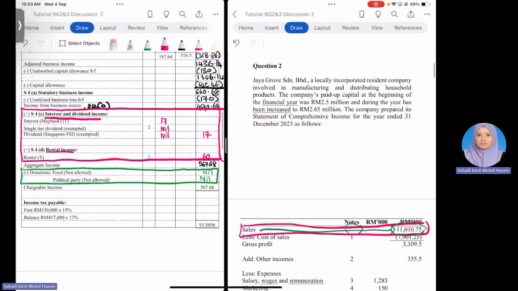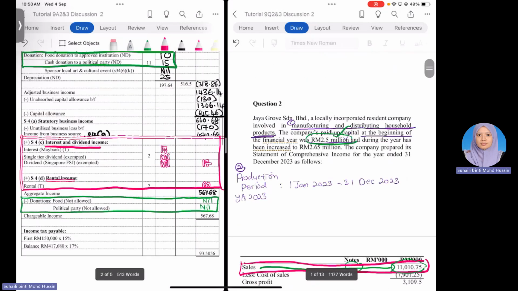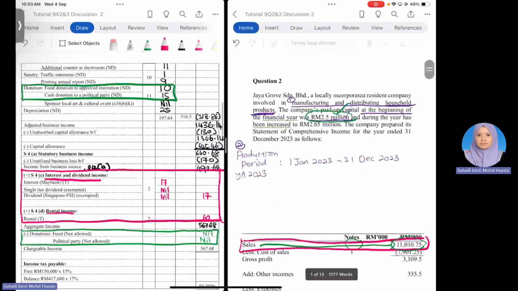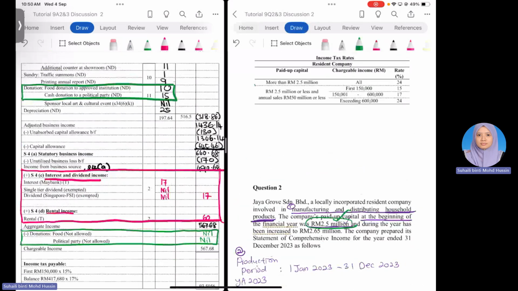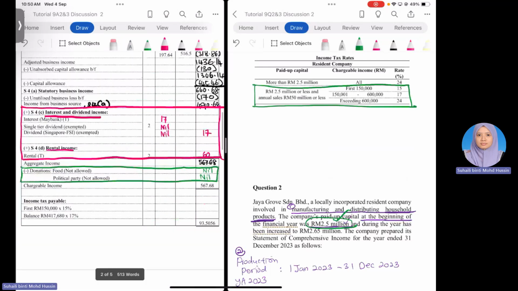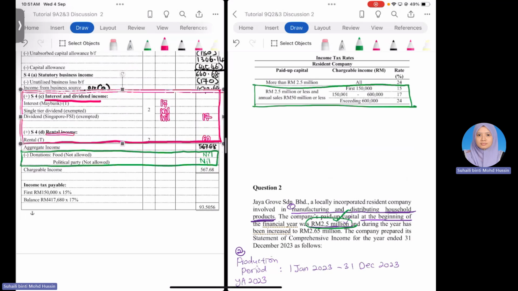So both of the items, paid up capital and annual sales, fulfill the condition for the company to be entitled for this tax rate. The first 150,000 ringgit times 15%, the balance of 450,000 times 17%, and if you still have a balance, we will times 24%.